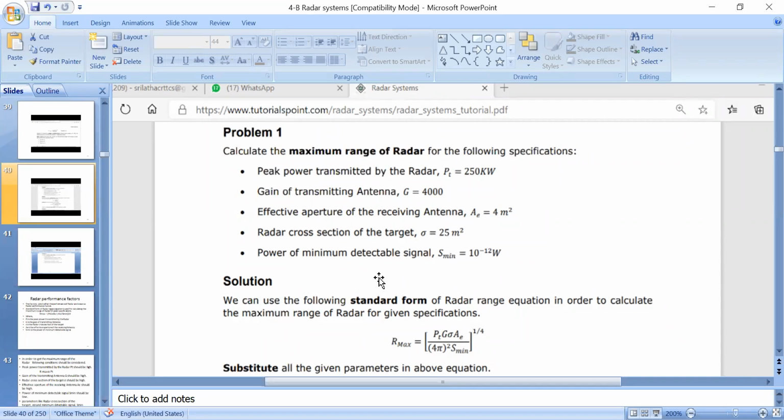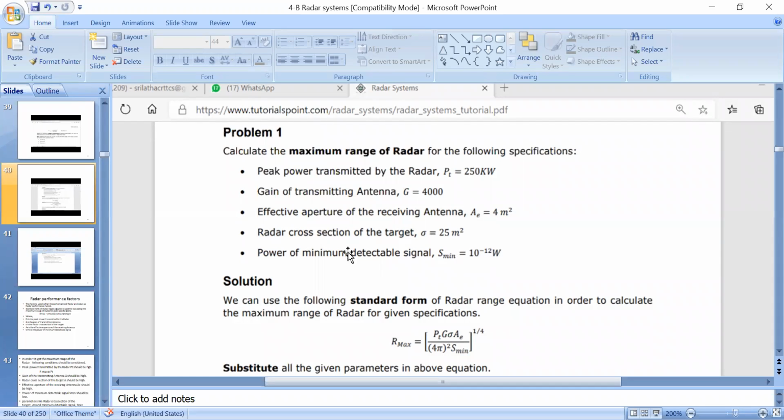If you observe one difference here, always the transmitted power is a high value and the received power is a low value. The transmitted power is in watts, kilowatts or megawatts, whereas the received signal is in watts or milliwatts, because the noise is going to influence the received signal power. So that's why here the transmitted power is in kilowatts and the received signal minimum value is in terms of 10 power minus 12 watts.